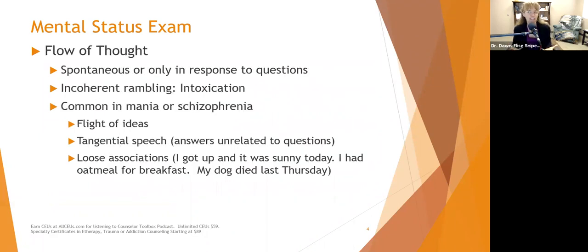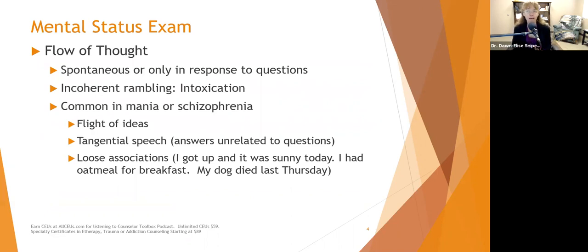Flow of thought. When we're working with people in this assessment, you're doing a mental status exam. It's not just something you do in 2 minutes. It's something that you're paying attention to throughout the assessment. Is their flow of thought spontaneous or only in response to questions? If somebody is involuntary, then they may be much more only in response to questions. But most of the time when we're asking assessment questions, especially open-ended questions, the person will answer the question and elaborate on it. If they're not doing that, then they have a restricted flow of thought.